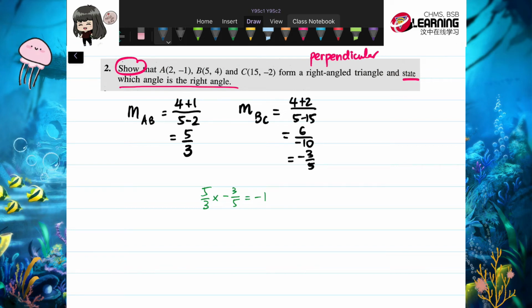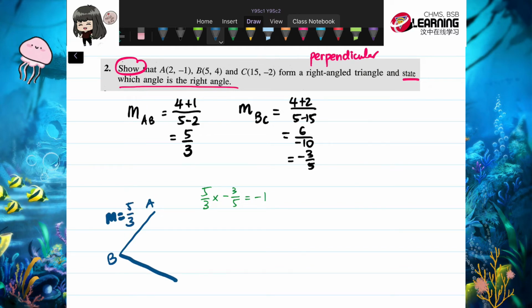Okay, this is just a draft. So the gradient of AB, let's say it's like this, this is AB, the gradient is 5 over 3. And then your BC is like that.